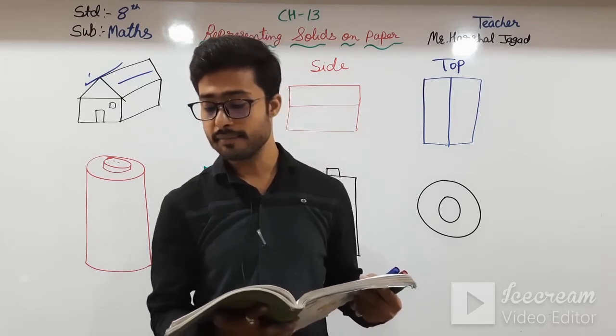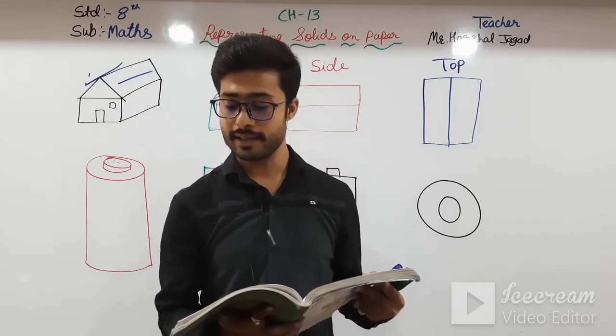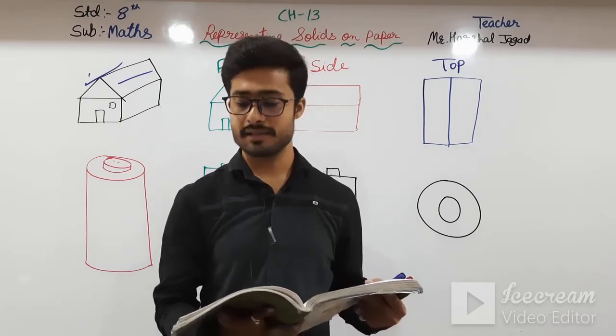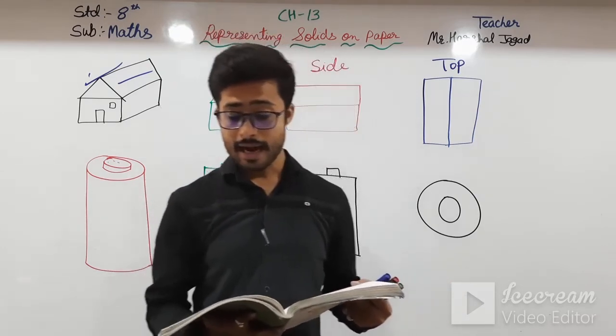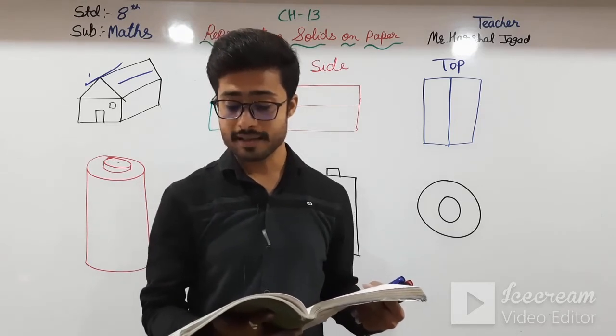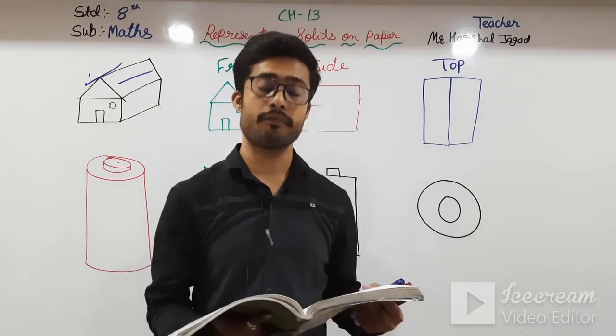Then there is a gym instrument. I don't know the name. I think it is known as dumbbells. Yes, this is dumbbell only. And there is a piece of cake, and a funnel or a block is given over here, that you have to draw the top view of it.